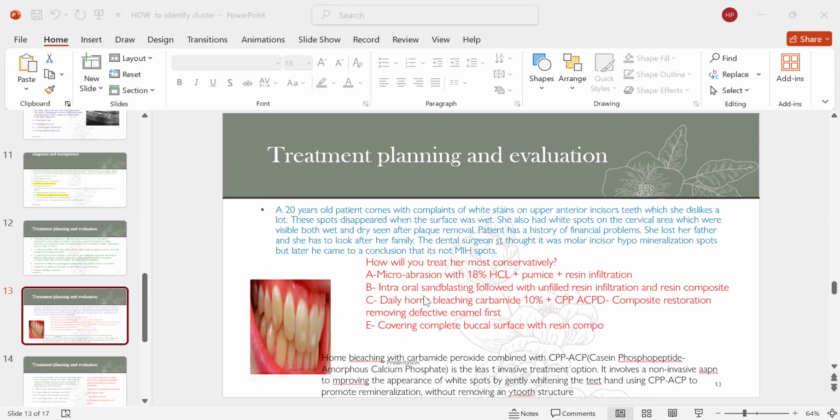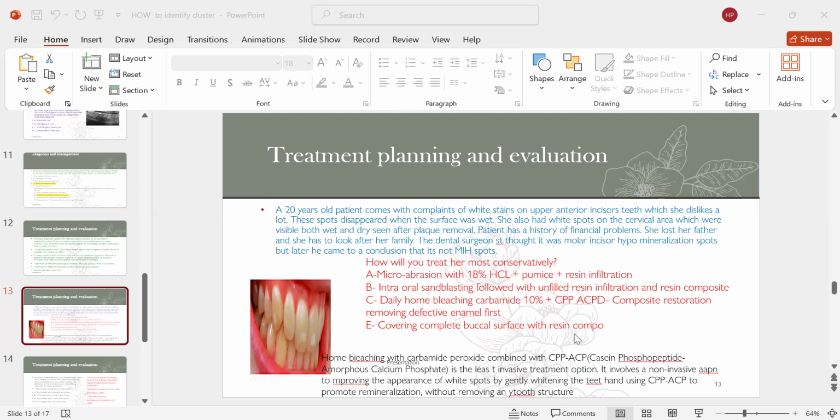Option B is saying intraoral sandblasting with unfilled resin infiltration and resin composite. Again, some initial part is removed. The bleaching, here there is no removal. And E is covering the complete buccal surface with the resin composite. Are you going to do the preparation for the resin by removing all the tooth, or is bleaching more conservative?